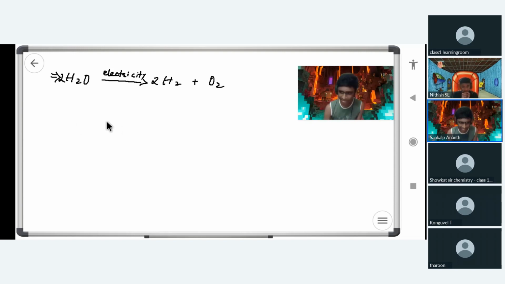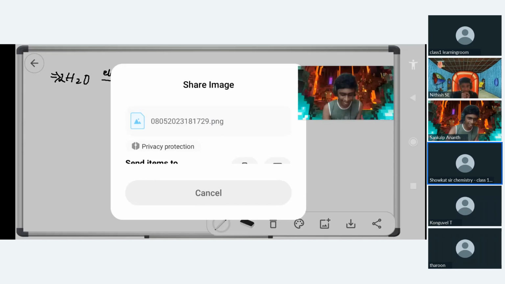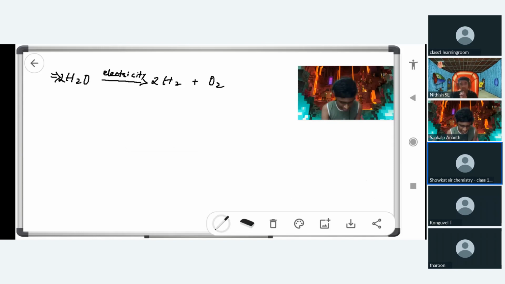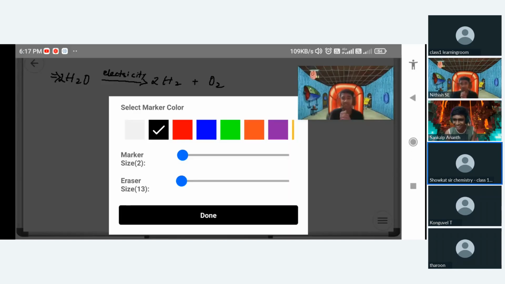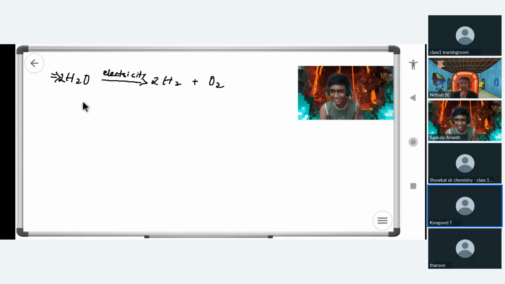Yes, sir. Now, can you name any reaction in which electricity is produced? Thunder, lightning. That will be your redox reaction, isn't it? Burning of coal.